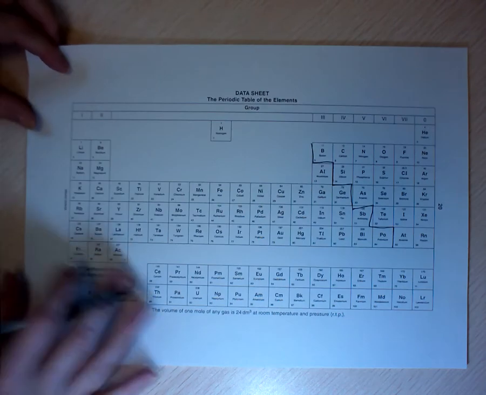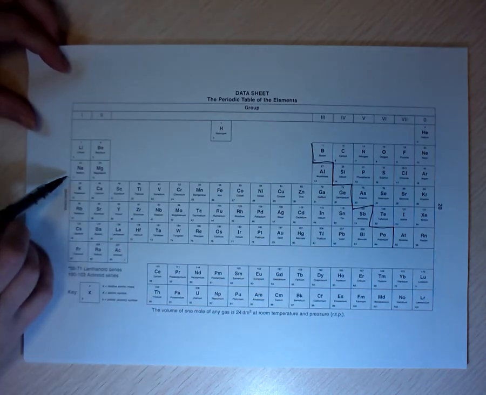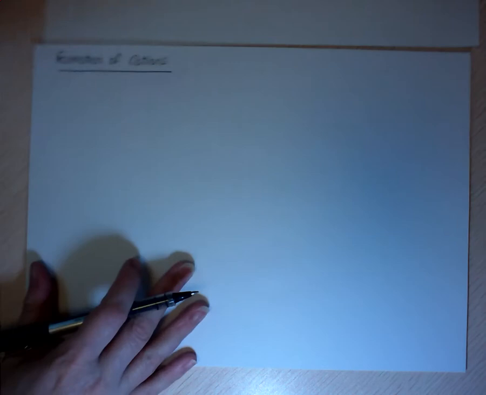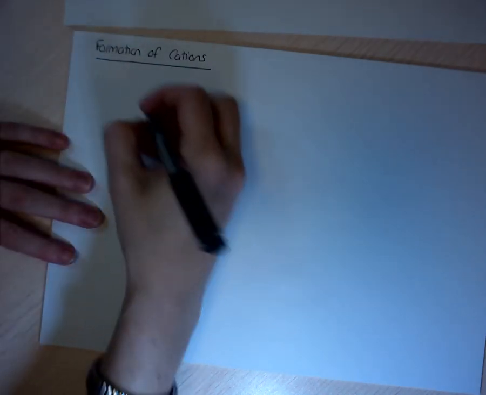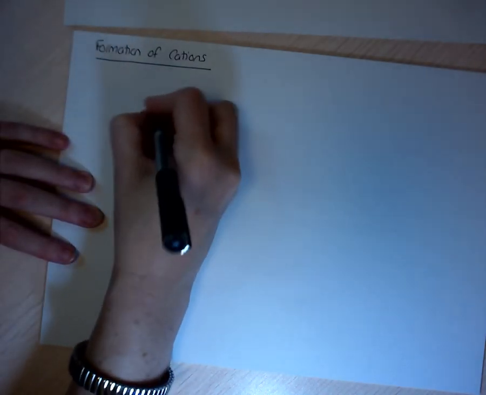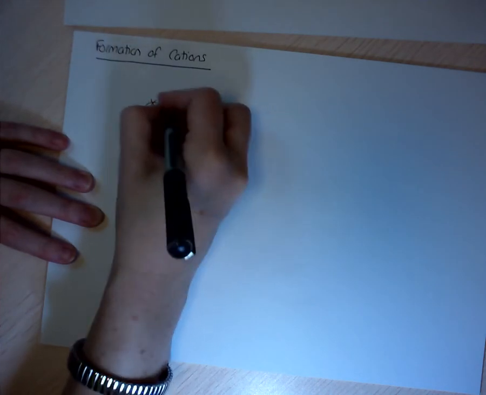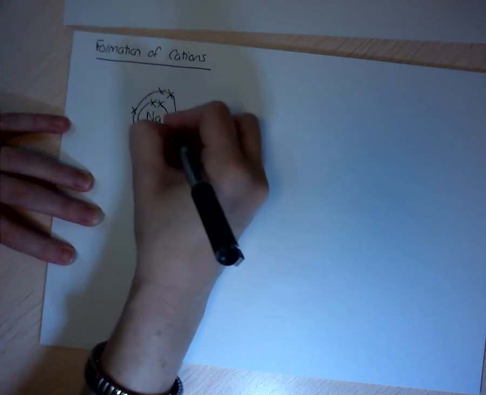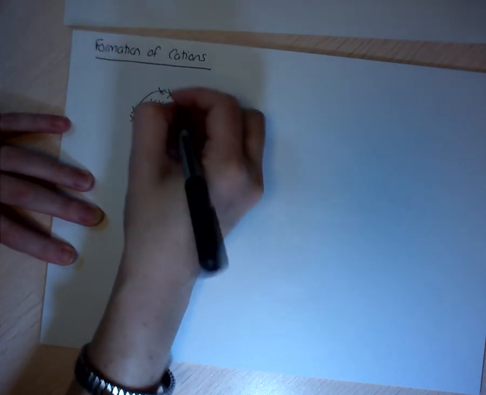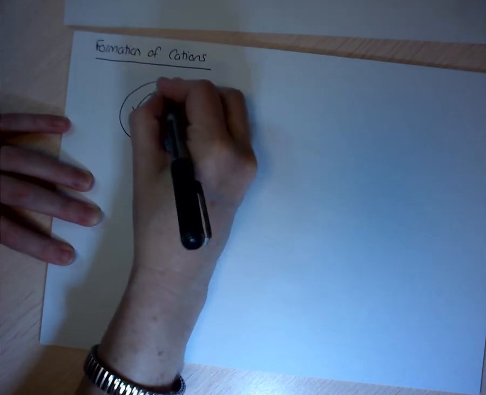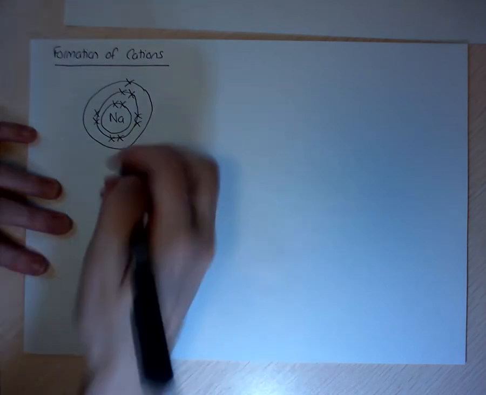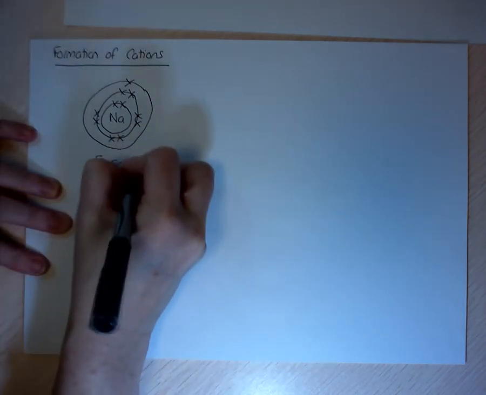So I'm going to start by looking at sodium. Sodium has atomic number 11, so it has 11 electrons. 1, 2, 3, 4, 5, 6, 7, 8, 9, 10, 11. So it has the configuration of 2, 8, 1.